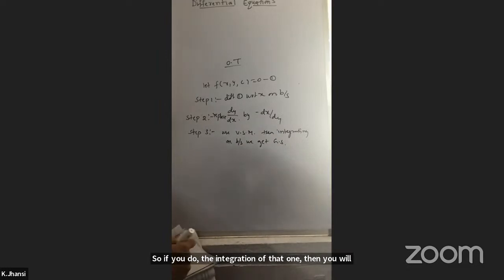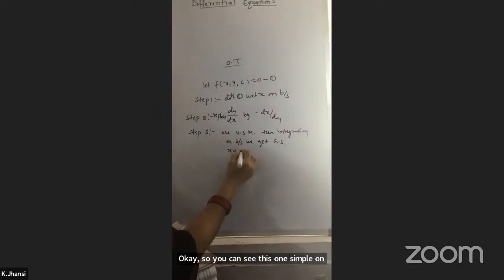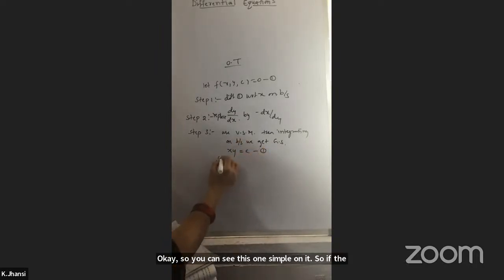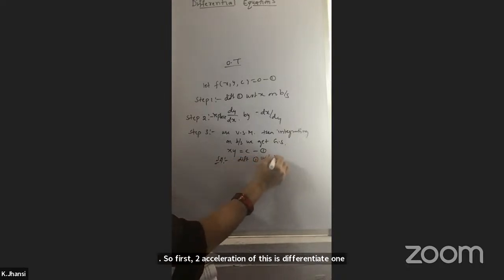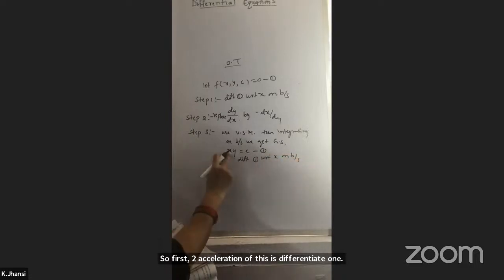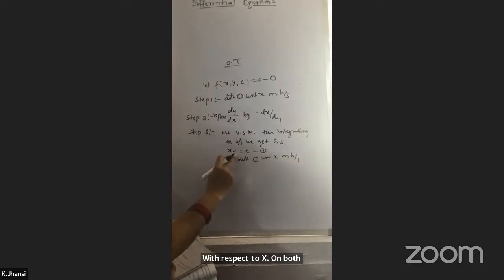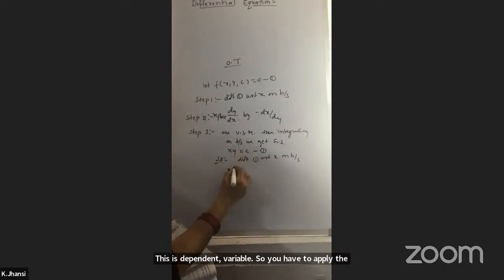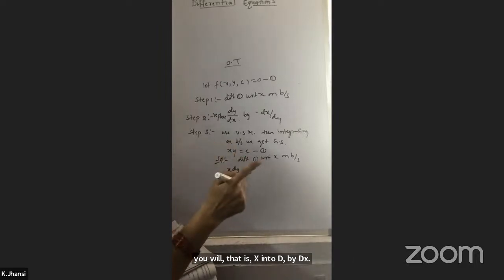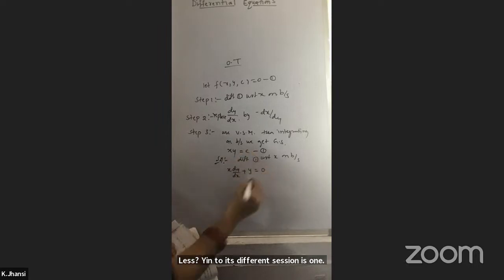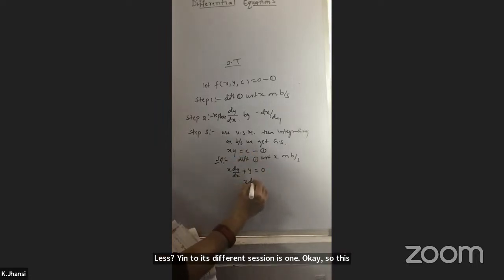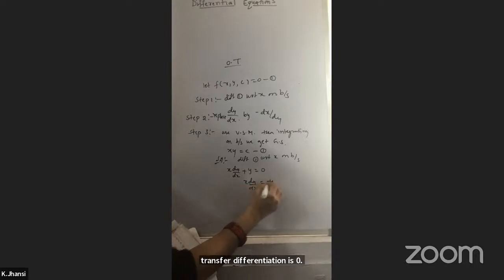You can see a simple example: the family of curves is given as xy equals c. First step: differentiate 1 with respect to x on both sides. One is the independent variable and the other is the dependent variable, so you have to apply the uv rule. That is x into dy by dx plus y into 1, since the differentiation of x is 1. The constant's differentiation is 0. So x into dy by dx equals minus y.